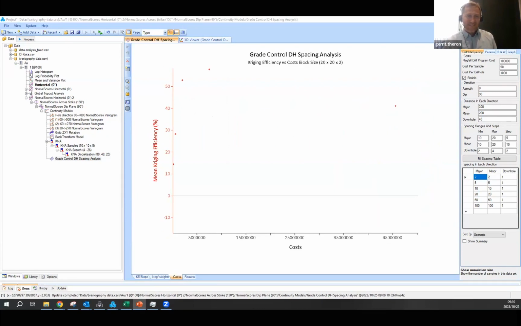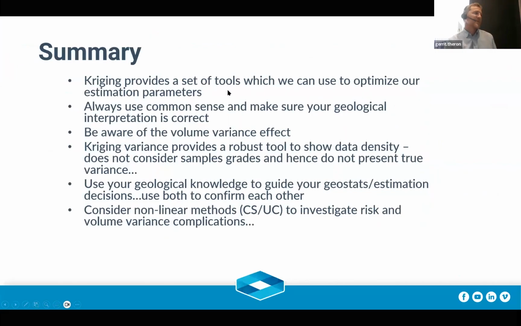That's, if I could just quickly recap. So basically, if we summarize, kriging provides us with a set of tools which we can use to optimize our estimation parameters and make it less subjective. As mentioned, always use your common sense and your geological knowledge and make sure your geological interpretation and domaining is correct. Be aware of the volume variance effect and account for that.